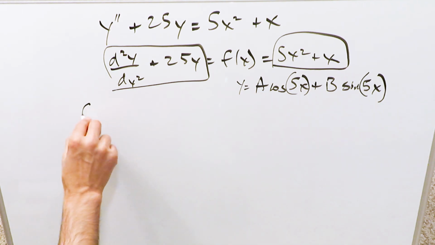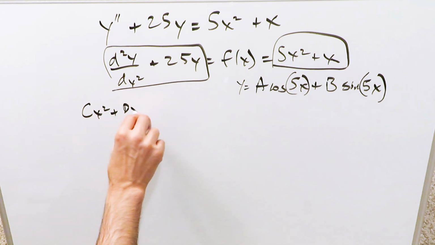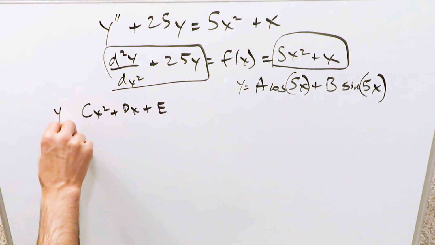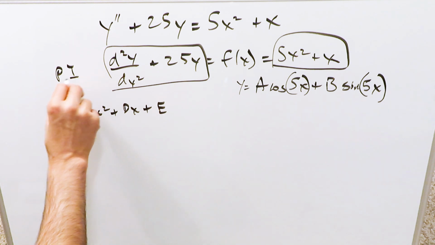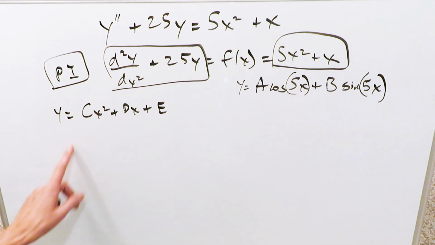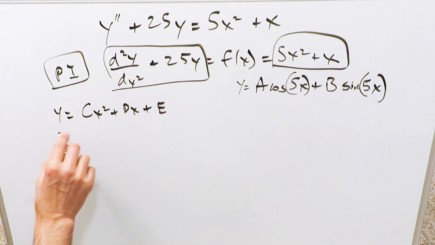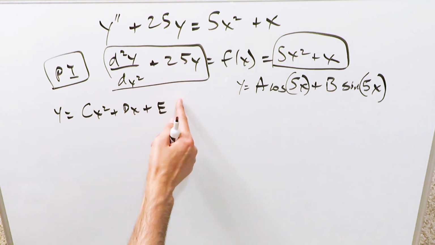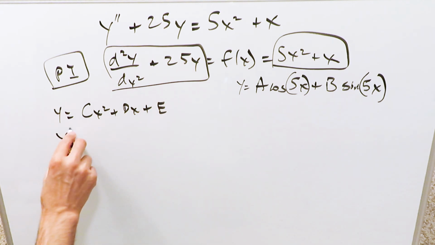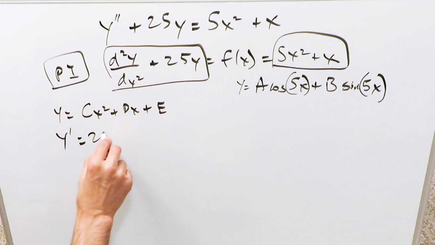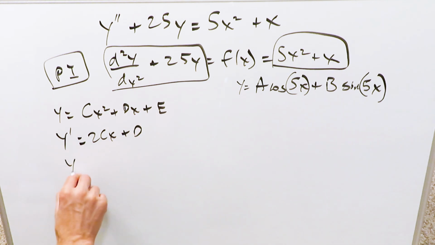Our form here is of the cx squared plus dx plus e, and this here equals y. We're focusing here on the particular integral determination. When I'm looking here at a second order derivative, I have to go through the zero order first and the second order. So the first order derivative of this is 2cx plus d. The second order derivative is 2c. These items get substituted into your equation.